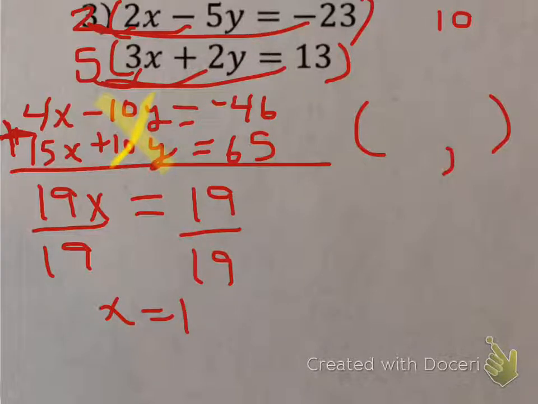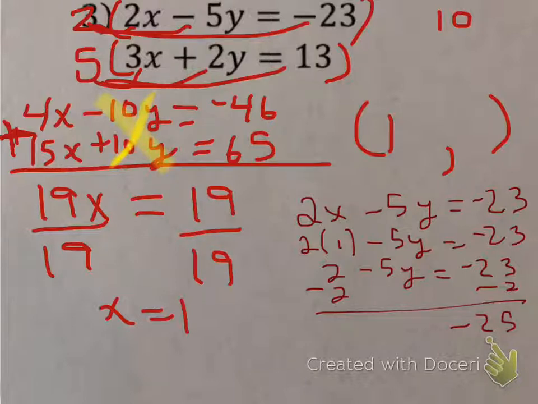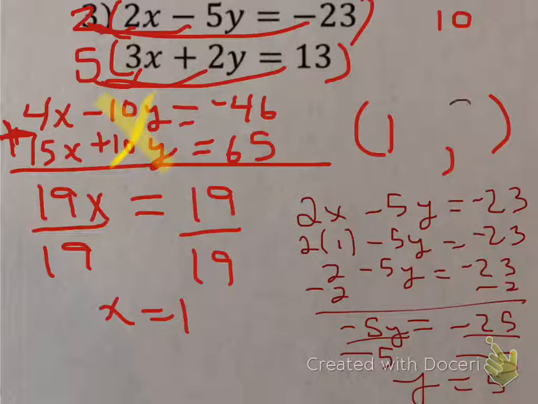Now I'm looking for an x comma y. I have 1 for my x. I've got to substitute back in to find my y. So I'm going to just pick one of those equations. I'm just going to pick the top one this time and substitute in, and I'm going to put 1 in for x. So 2 times 1 minus 5 times y equals -23. So 2 minus 5y equals -23. I'm going to subtract the 2 over. So I get a -25 over here and a -5y over here. Divide both sides by -5 and y equals 5. So my y value is going to be 5.